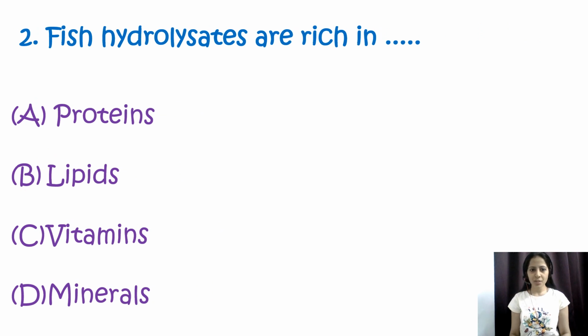Next, question number 2. Fish hydrolysates are rich in. So options are proteins, lipids, vitamins and minerals. So over here my correct option will be A, that is proteins. Fish hydrolysates are rich in proteins. Actually they contain small amounts of lipids, vitamins and minerals, but the main component is the protein. They are valued for their high protein content, which can provide the essential amino acids, and it can even support the biological functions in the organisms. So my correct option will be A, that is proteins.